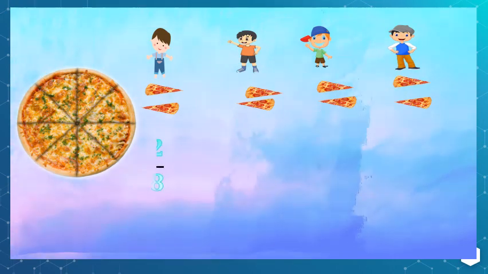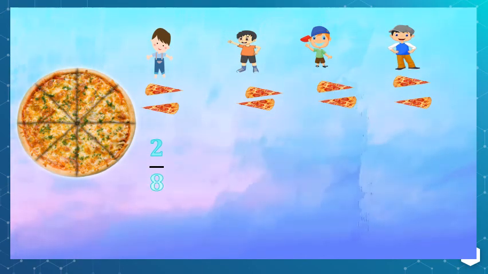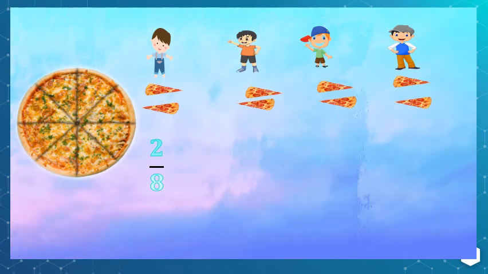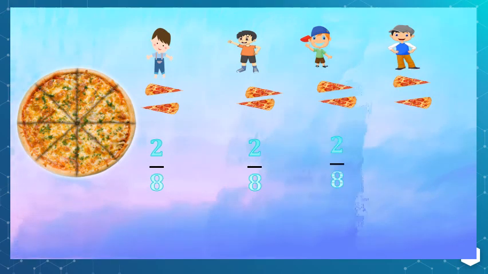What will be the fraction? 2/8. Why are we writing it 2/8? Because the total number of equal parts is 8, and each child gets 2 pieces, or 2 parts of 8. So every child has the fraction 2/8, and 2/8 means we have divided the pizza as a fraction 2/8.